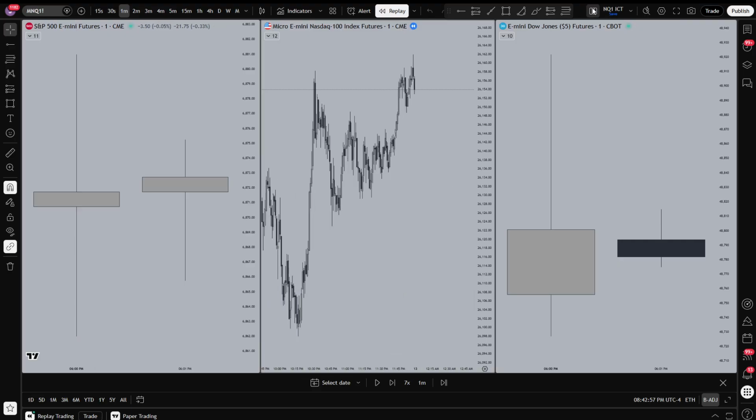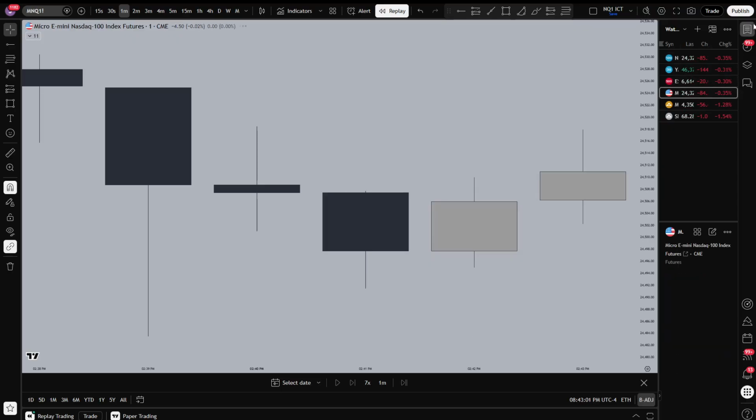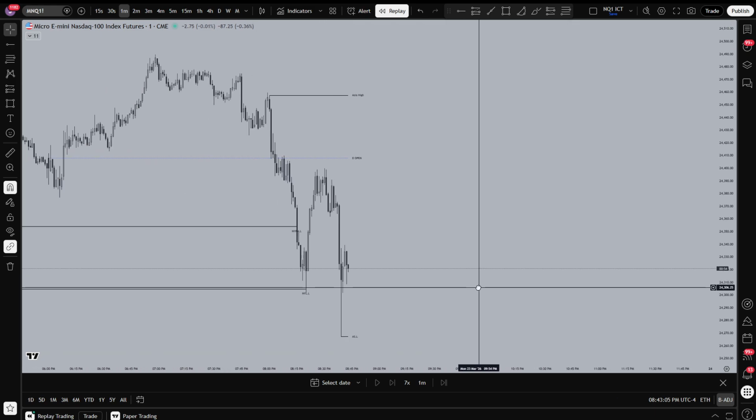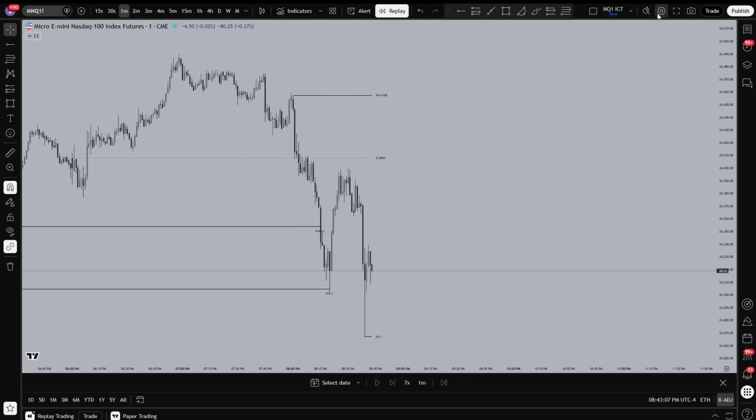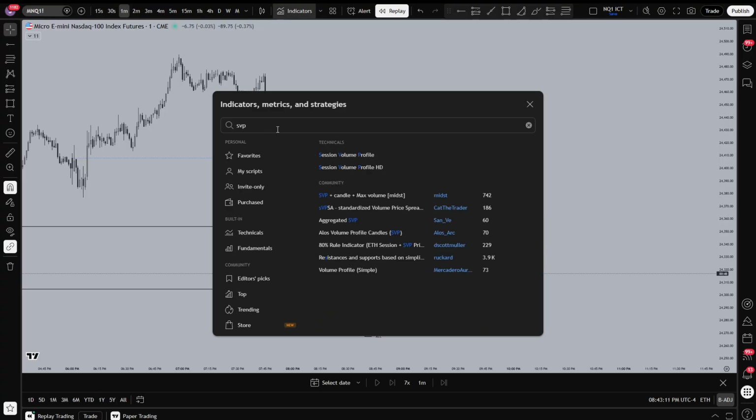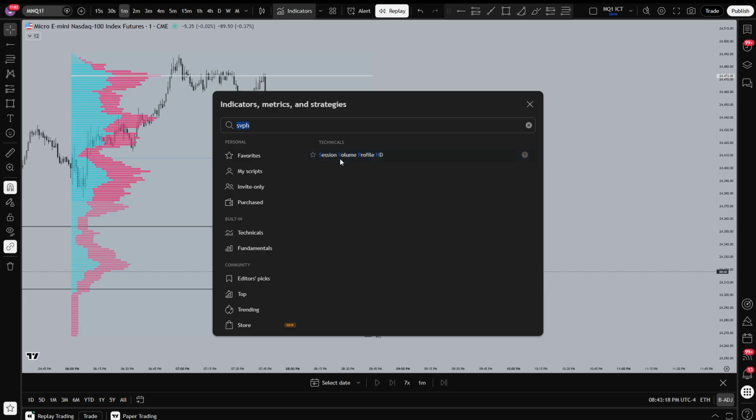Okay. And the indicator you said is called SVP HD? Yeah, Session Volume Profile HD. This one. You can go back, it was on there. Yeah, that one.